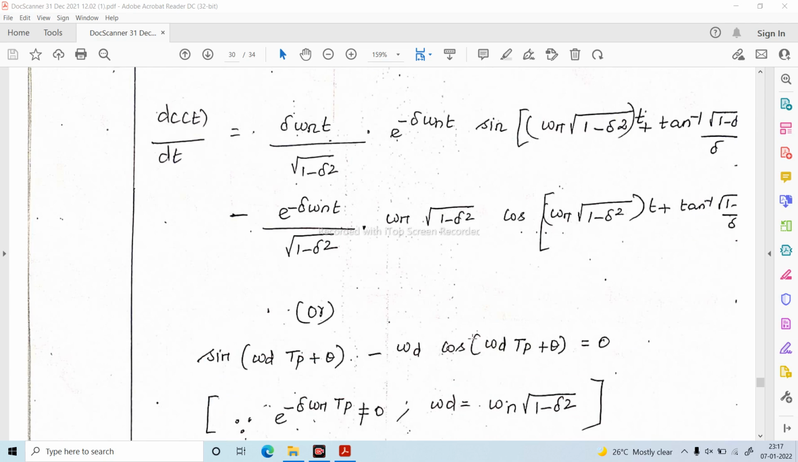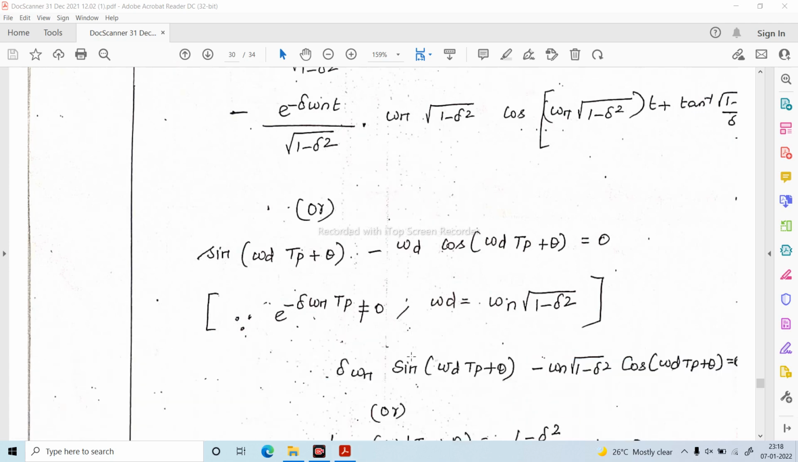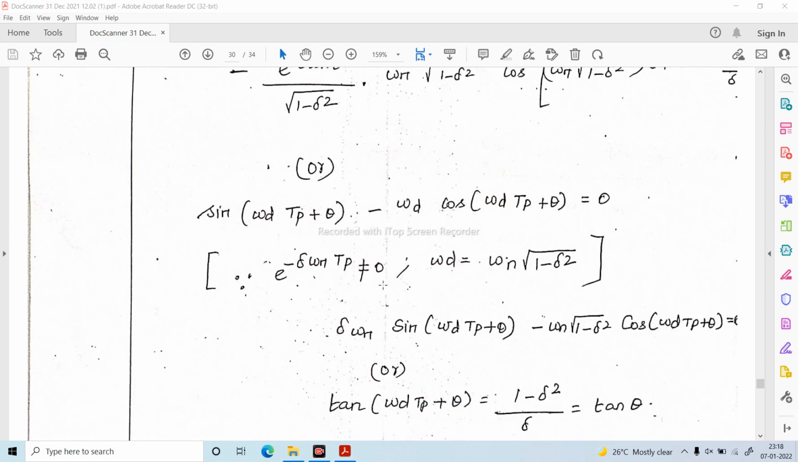Okay, from this we can find out sine of omega d tp plus theta minus omega d cos omega d tp plus theta. From this, e power minus delta omega t you have to take outside, that is not equal to 0, and only the sine term will be equal to 0. So, how to represent this sine term? That is delta omega n into sine omega d tp plus theta, minus omega n into square root of 1 minus delta square cos omega d tp plus theta, equal to 0.